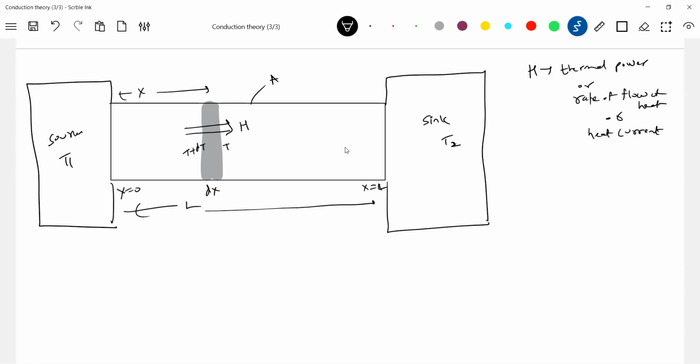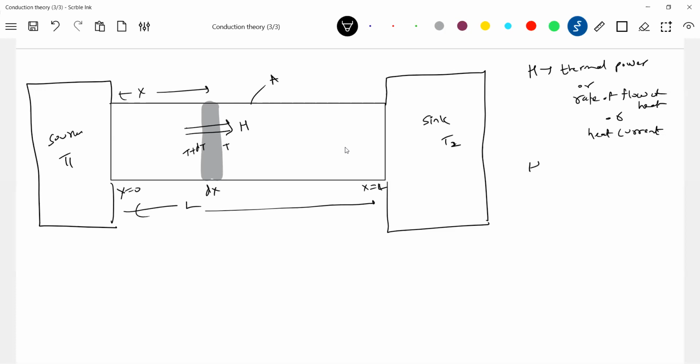Now, different names are there. So what is the unit for this? Watt or joule per second. It is a form of energy, so the unit will be expressed like this. I'm interested in this particular heat, the thermal power or rate of flow of heat or heat current. On what all factors does it depend?